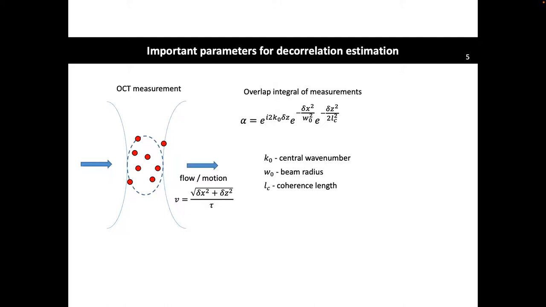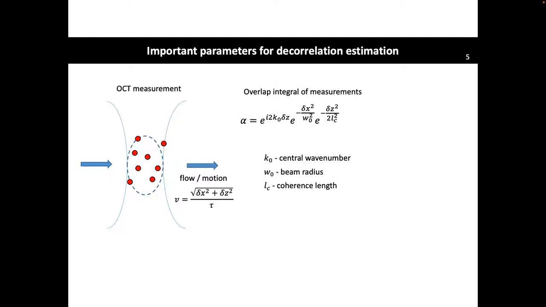Exactly. And it's some sort of characteristic number, I guess. Yes. You have to define in 3D your detection volume, defined by the coherence length, because that's the decay of your signal. And in the lateral direction, it's a little easier to understand: it's your Gaussian beam profile. Now I move my whole volume, and I calculate what the overlap is between these two volumes. If there's zero flow, then delta x and delta z are zero, and alpha is one.